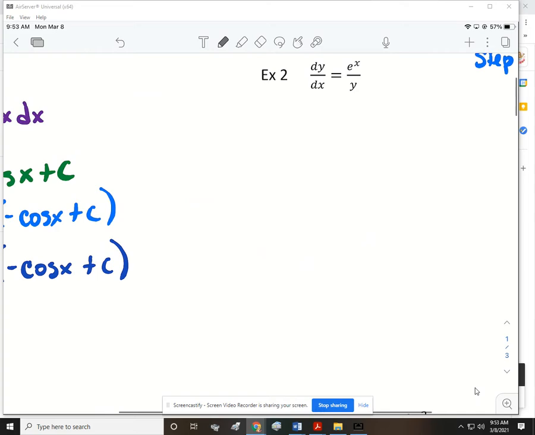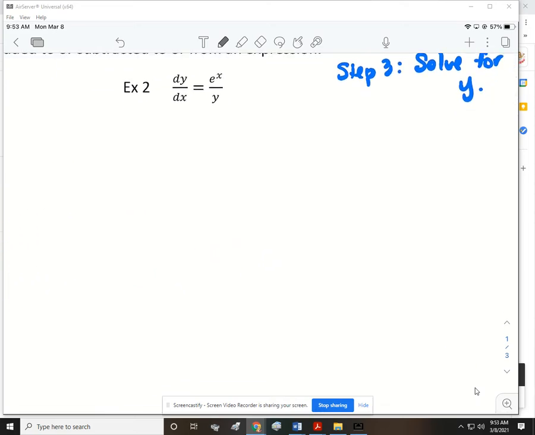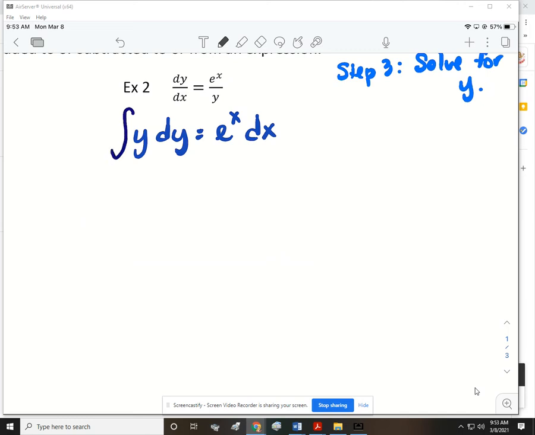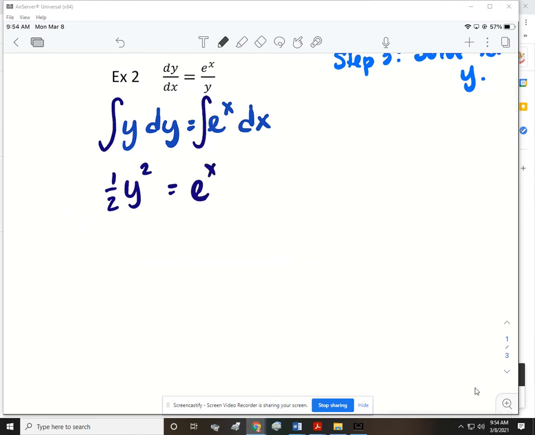All right. Let's look at the next one. Okay, so we want to separate the variables. We're going to do this in a very similar way. We would just multiply dy by y and multiply e to the x by dx. All right, then we're going to integrate. So we're going to use the power rule for integration on the left. We're going to add 1 to the exponent and divide by our new exponent. And remember, we only have to do plus c on one side. So the integral of e to the x is e to the x plus c.